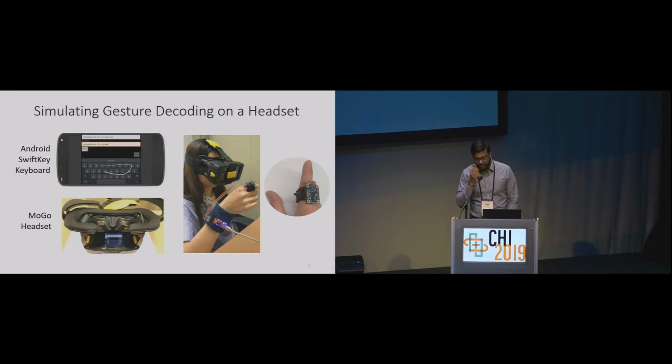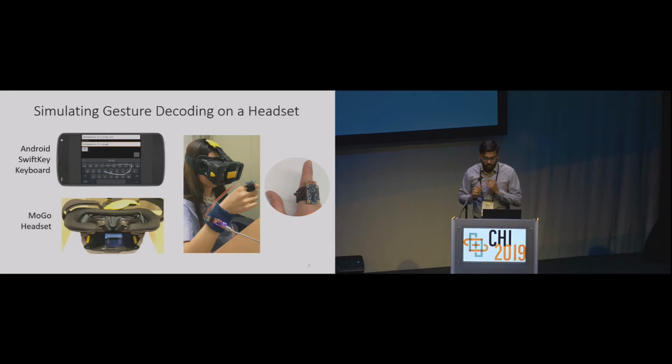Now let's take a look at our apparatus that simulates gesture typing, the gesture decoding on a headset. Our goal was to see how RotoSwype would perform with a state-of-the-art word gesture decoding algorithm. And the only state-of-the-art word gesture decoding algorithms right now are on smartphones. And therefore, we simulated touch gestures on an Android phone's SwiftKey keyboard that supports word gesture decoding. We placed this phone inside this Mogo headset, which is a commercial headset that allows the user to see the phone screen clearly, even when it is so close to the eyes.